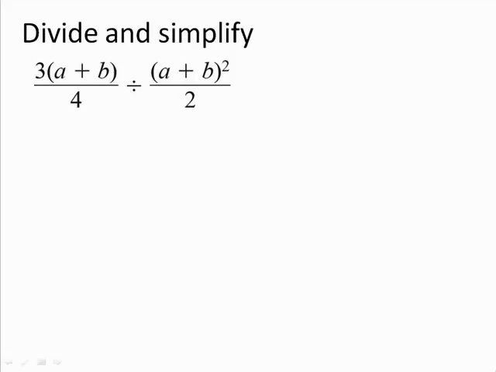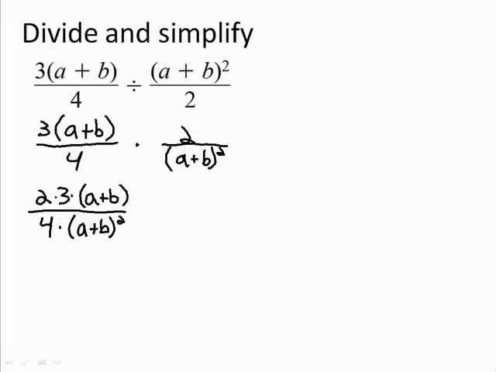Divide and simplify. 3 times the quantity a plus b divided by 4 divided by the quantity a plus b squared divided by 2. When dividing fractions, invert the divisor and multiply. 3 times the quantity a plus b divided by 4 times 2 divided by the quantity a plus b squared. Multiply the numerators and denominators. 2 times 3 times the quantity a plus b divided by 4 times the quantity a plus b squared.